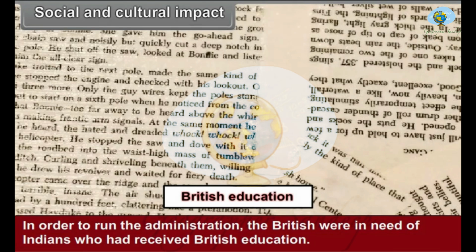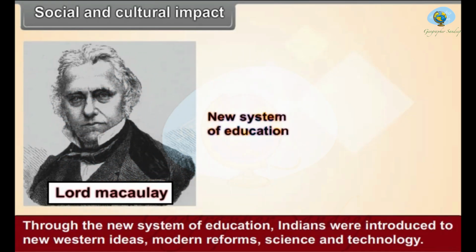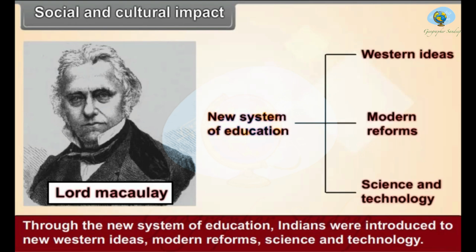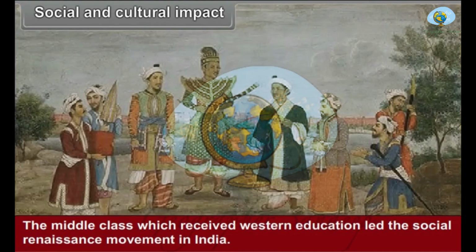In order to run the administration, the British were in need of Indians who had received British education. In 1835, on the recommendations of Lord Macaulay, Western education was introduced in India. Through the new system of education, Indians were introduced to new Western ideas, modern reforms, science and technology. Universities were established at Mumbai, Madras, Chennai and Kolkata in 1857. The middle class which received Western education led the social renaissance movement in India.